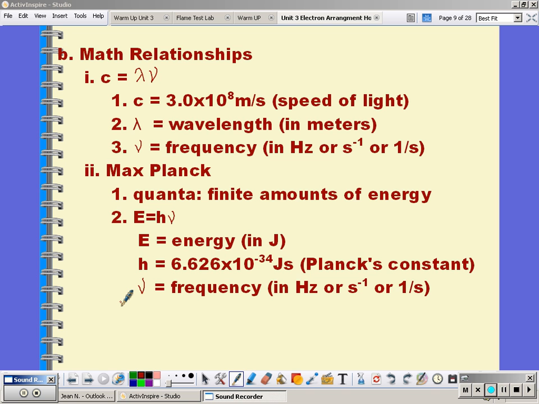Math relationships. So wavelength and frequency are related by the speed of light. The speed of light is symbolized by the letter c. It's a constant, so the speed of light is always 3.0 times 10 to the 8th meters per second.